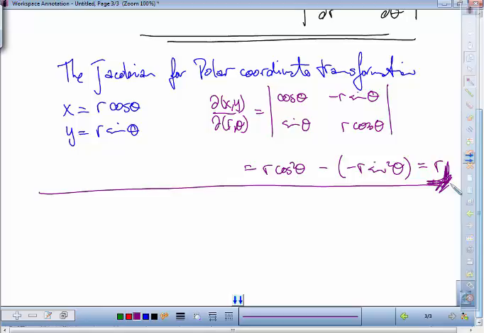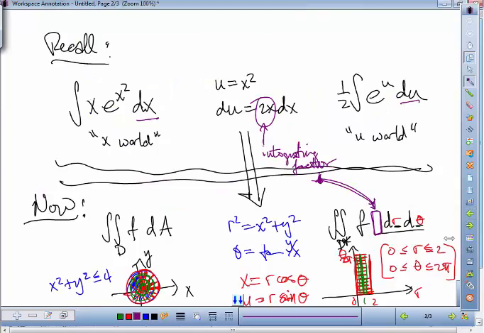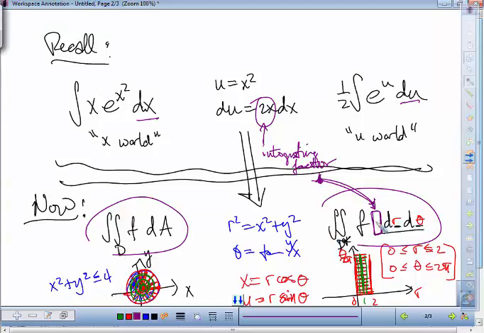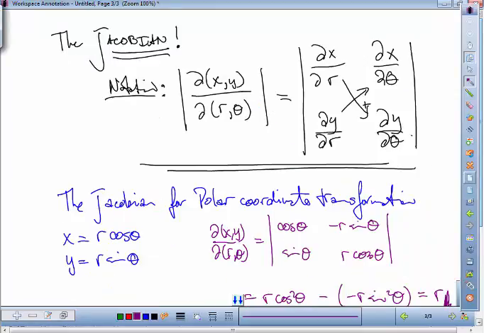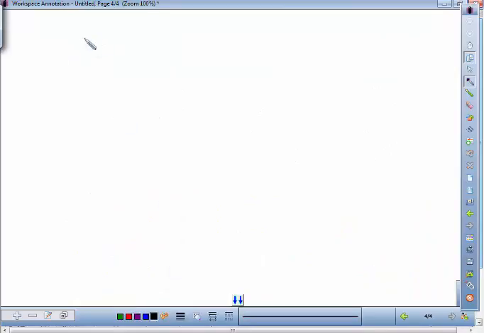Okay? Now let's go back to this page, and then we'll start another page. These are the integrals that we're moving towards. And we just found this integrating factor here, which is r. So let me summarize that over here on a new page to say that polar coordinate transformation, let's type this up.